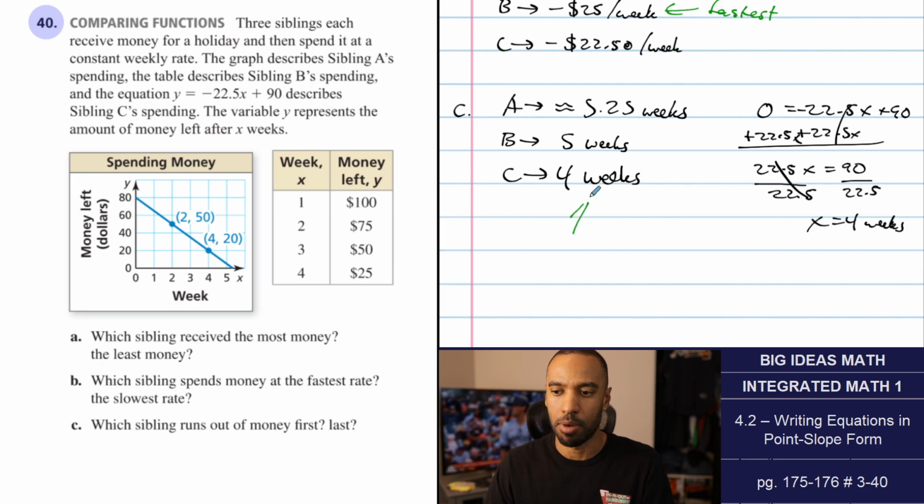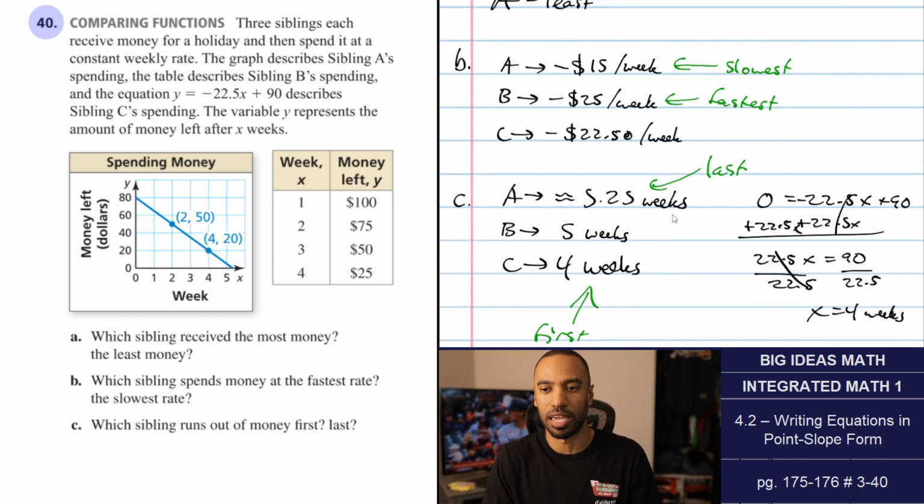Which sibling runs out of money first and last? Person C runs out of money first. Person A runs out of it last. Even if it wasn't exactly that, we know where we can get that information.